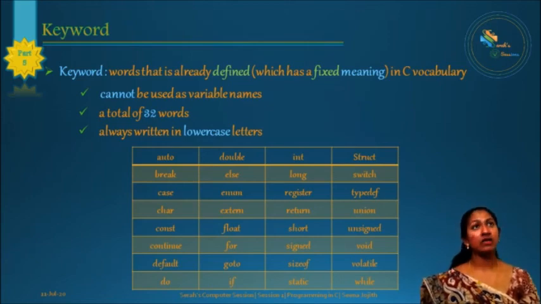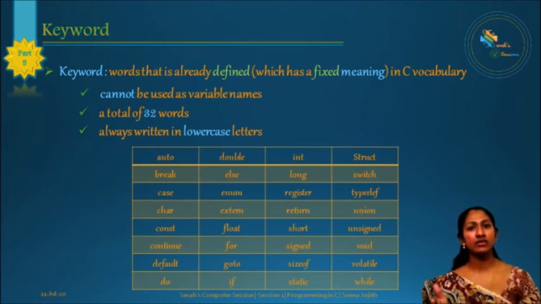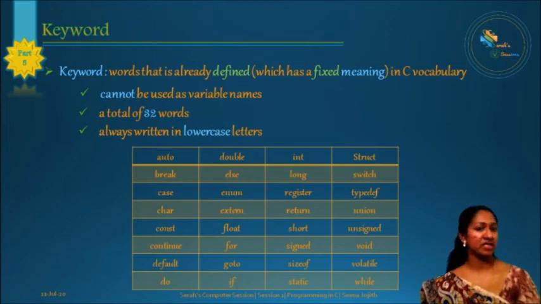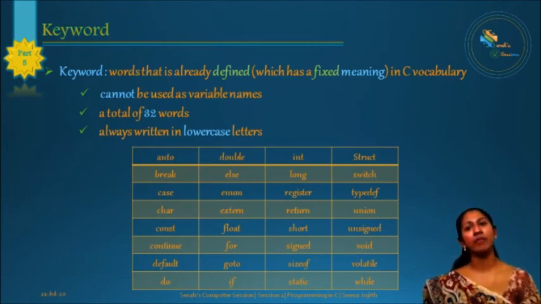Okay. Now see, during its course of development and modifications, there have been certain keywords that have been added into the C vocabulary. I have not mentioned those keywords here, but please remember that basically there are 32 words that are predefined in C vocabulary, and those words cannot be used as variable names.